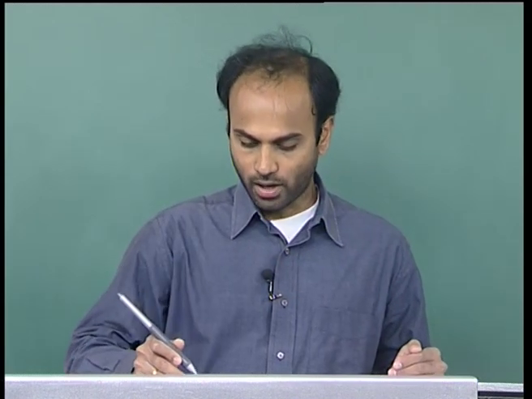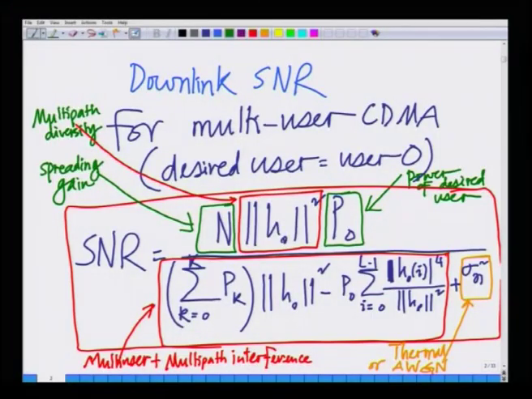In the last lecture, we completed the analysis of the CDMA multi-user downlink SNR. We looked at that expression which is given over here, which said the SNR is proportional to the spreading gain. It is proportional to the magnitude of the multipath channel between the base station and the user, that is this norm H0 square, which represents the diversity. It is proportional to the power, and in the denominator we have the multi-user plus multipath interference plus thermal and additive white Gaussian noise. So, this is the comprehensive multi-user SNR on the CDMA downlink.